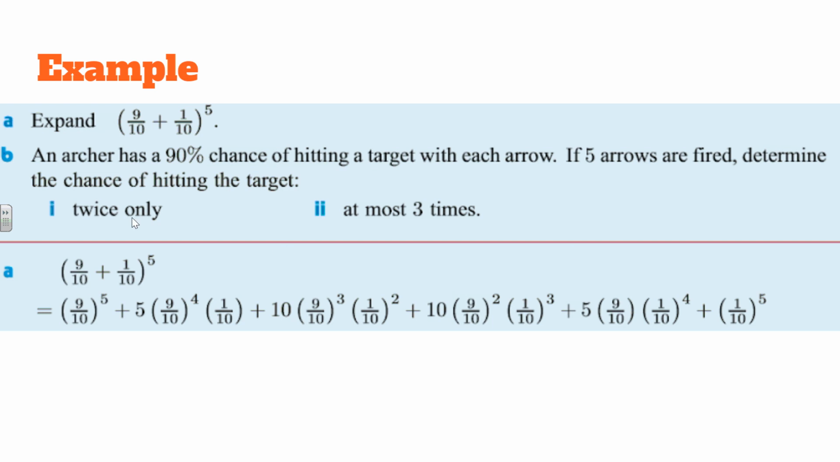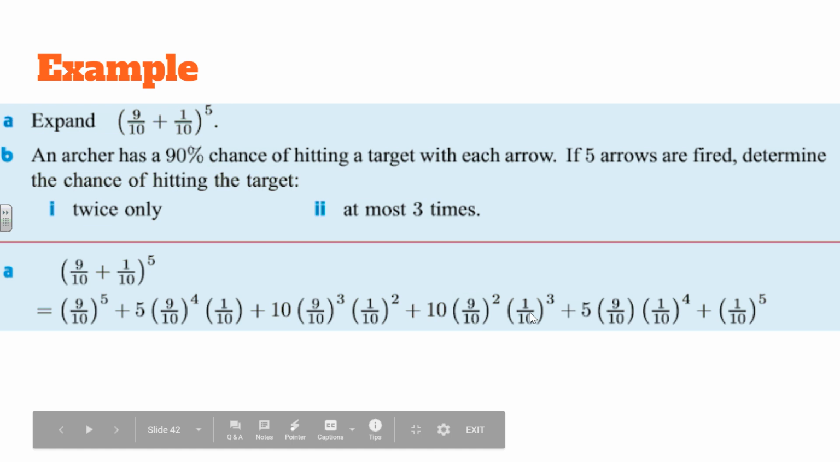All right, and we're going to see this on the next slide as well. We're going to take a look at, in this scenario, an archer has 90% chance of hitting a target. So that's why we have this 9/10 here. And it says, therefore, if you have a 10% chance of not hitting the target. So if we fire 5 targets, firing the 5 targets gives us this exponent of 5 up here. If we're looking for twice only, well, let's go through it. This is 5 successes, 4, 3, 2. So 2 only can be found just by expanding and simplifying or evaluating this term here.